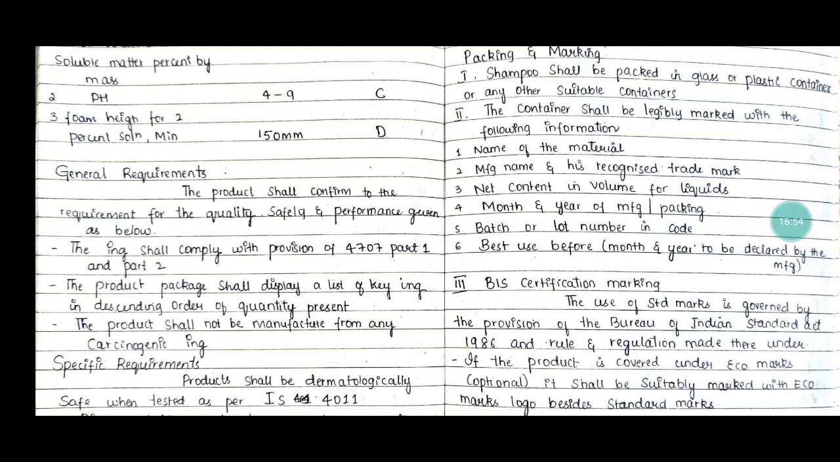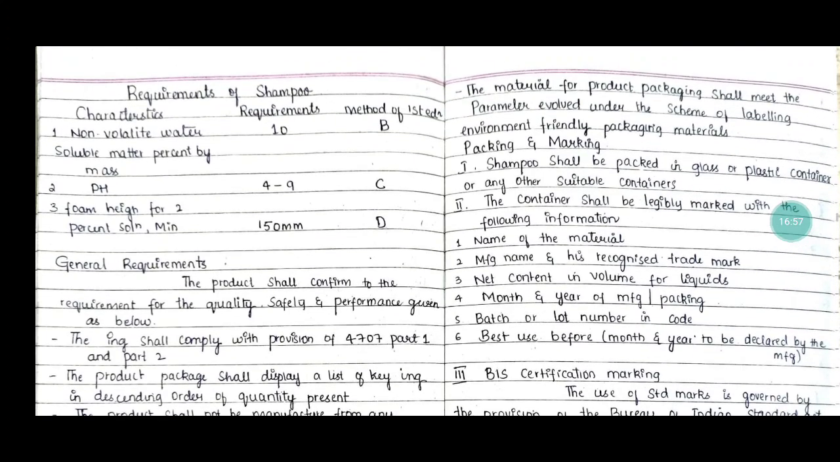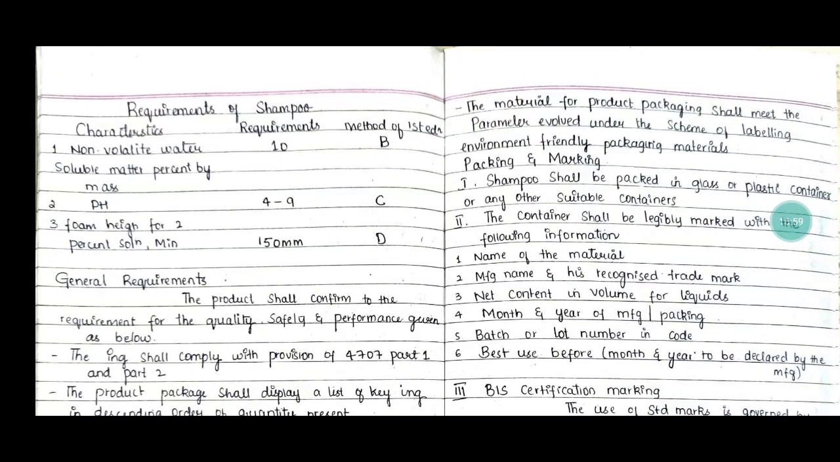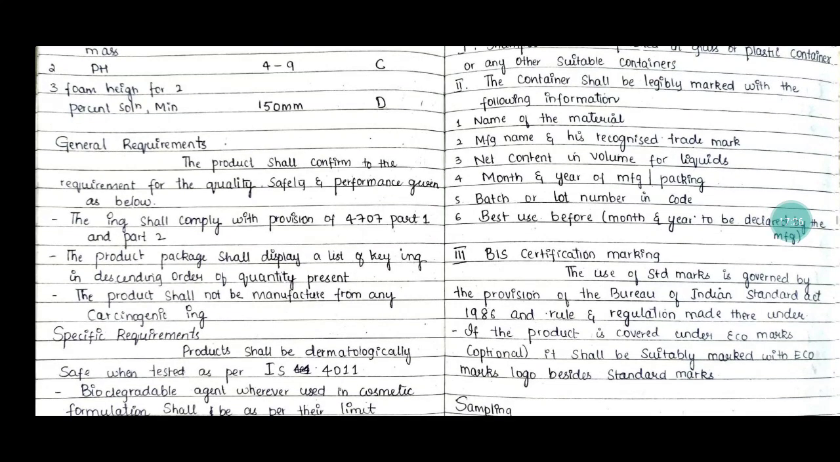And the specific requirements are also given for the specifications for shampoo, covering packing and marking. The container should be labelled with the name of the material, the manufacturer's name and trademark, net content, that is the volume of the liquid, month and year of expiry, month and year of manufacturing and packing, then batch number or lot code, and best use before can also be given in the specification requirement.